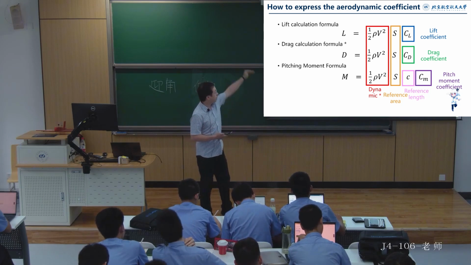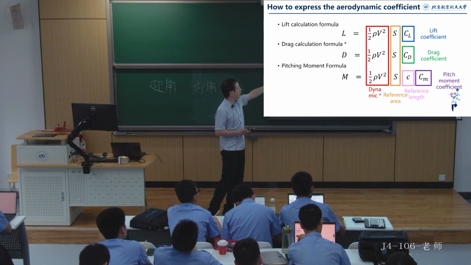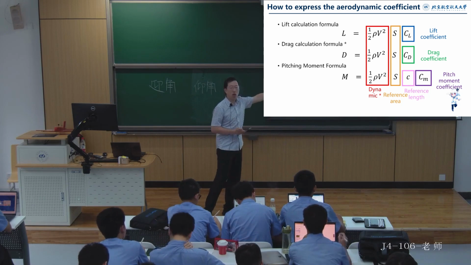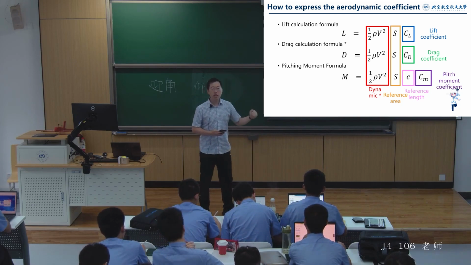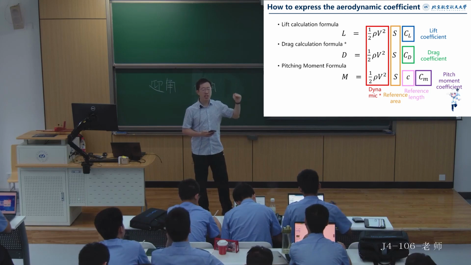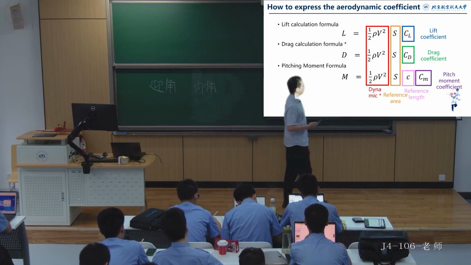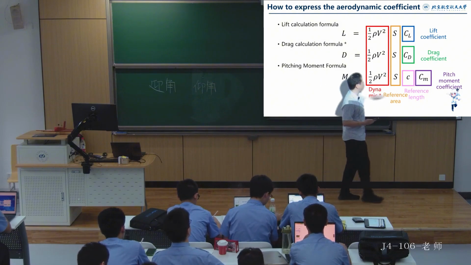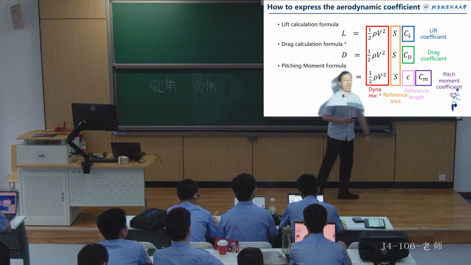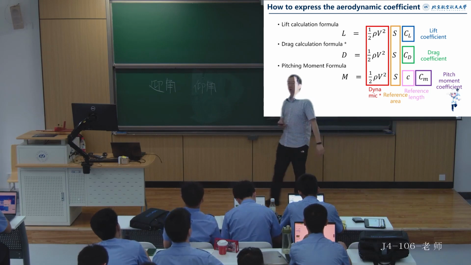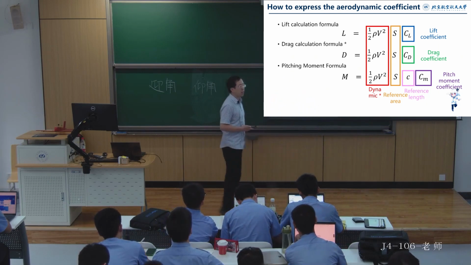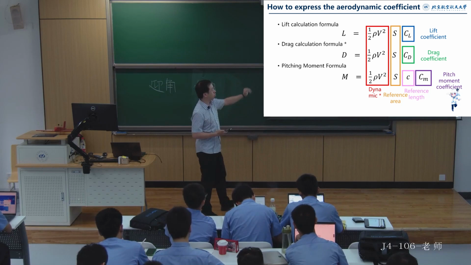Why is that? We mentioned earlier that drag is a force, while below is a moment, right? A moment should equal a force multiplied by a length. Shouldn't it? So in addition to having dynamic pressure, reference area, and coefficient, it also needs to include an additional reference length. So, this is the lift, drag, and moment formula we need to use.